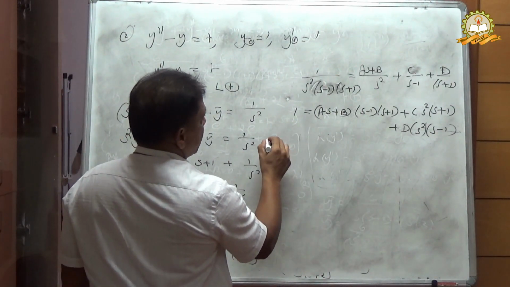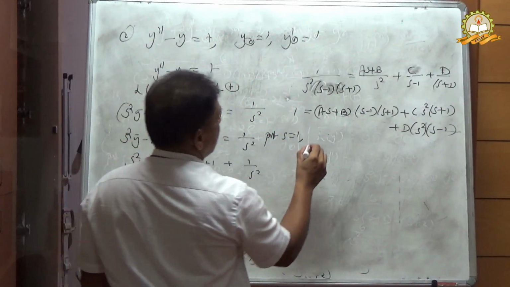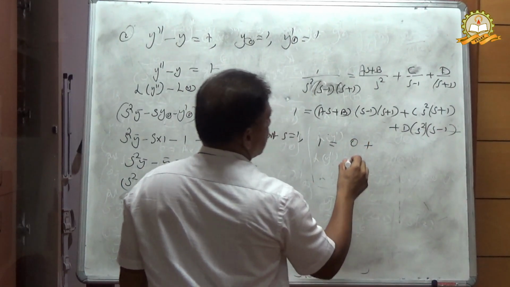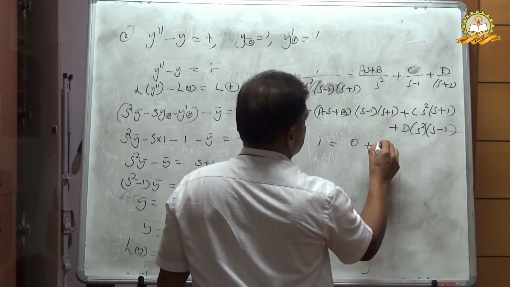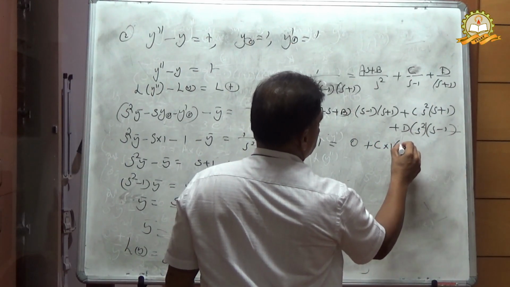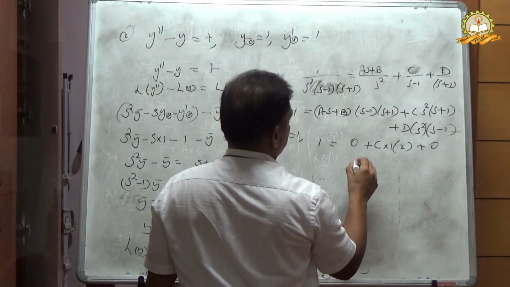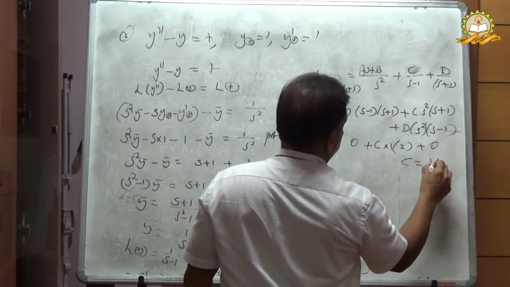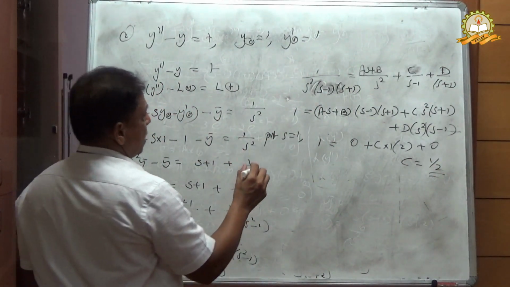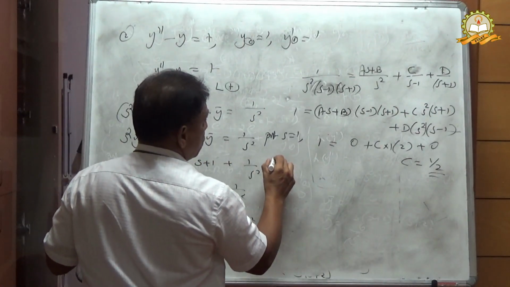First we put s is equal to 1. When we put s is equal to 1, the left hand side becomes 1. Therefore, the first term will be 0. The second term will be c into 1 into (1 plus 1), that is 2. Therefore, the third term will be 0. Therefore, the value of c is equal to 1 by 2. Then, similarly, we can find the next value.